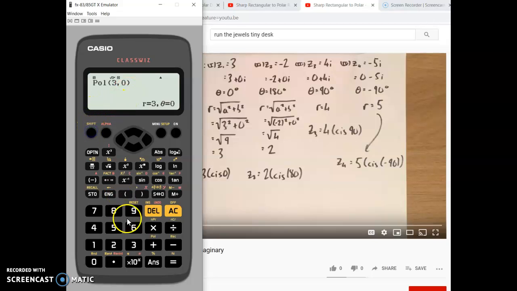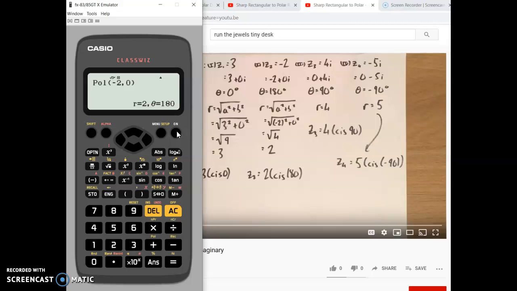Second one is just -2, so shift, plus -2, comma, 0, because that can be rewritten as -2 plus 0i, equals 2 cis 180. Okay, so it deals with these numbers which are just sitting on either the real or the imaginary axis on the Argand diagram perfectly. It will give the angles correctly.